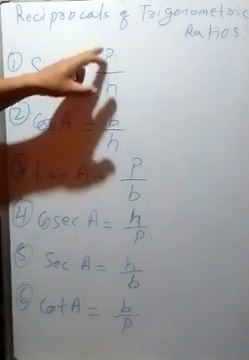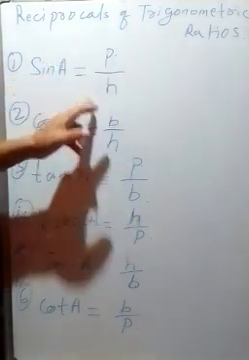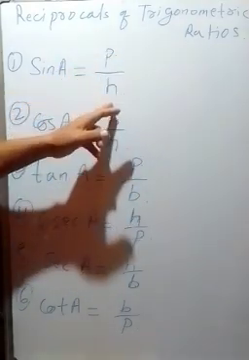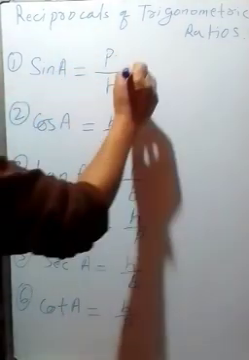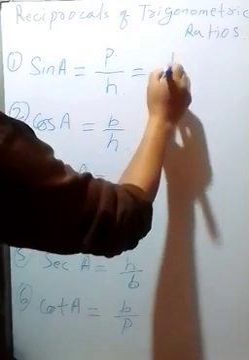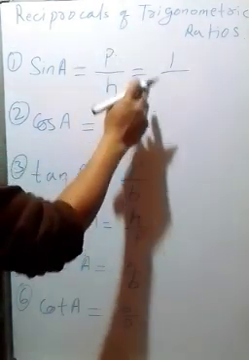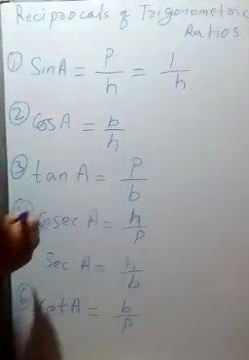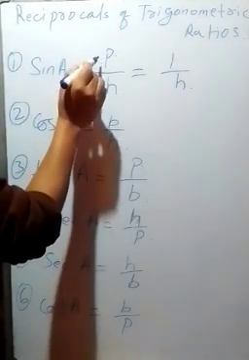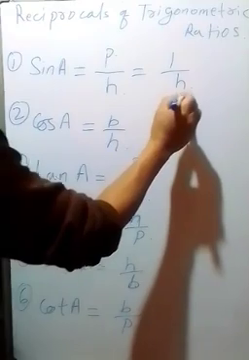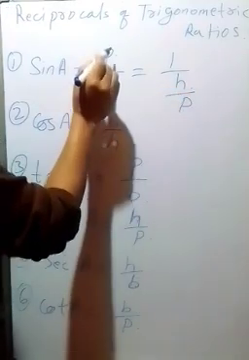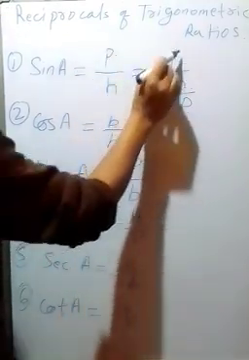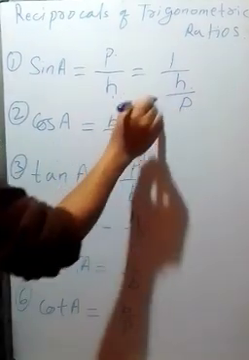Now, if you find its inverse or reciprocal of sine, or P by H, inverse means P comes down, so 1 will be left. H is already in the denominator. Now P will be in the denominator of H, or this P is going down now.